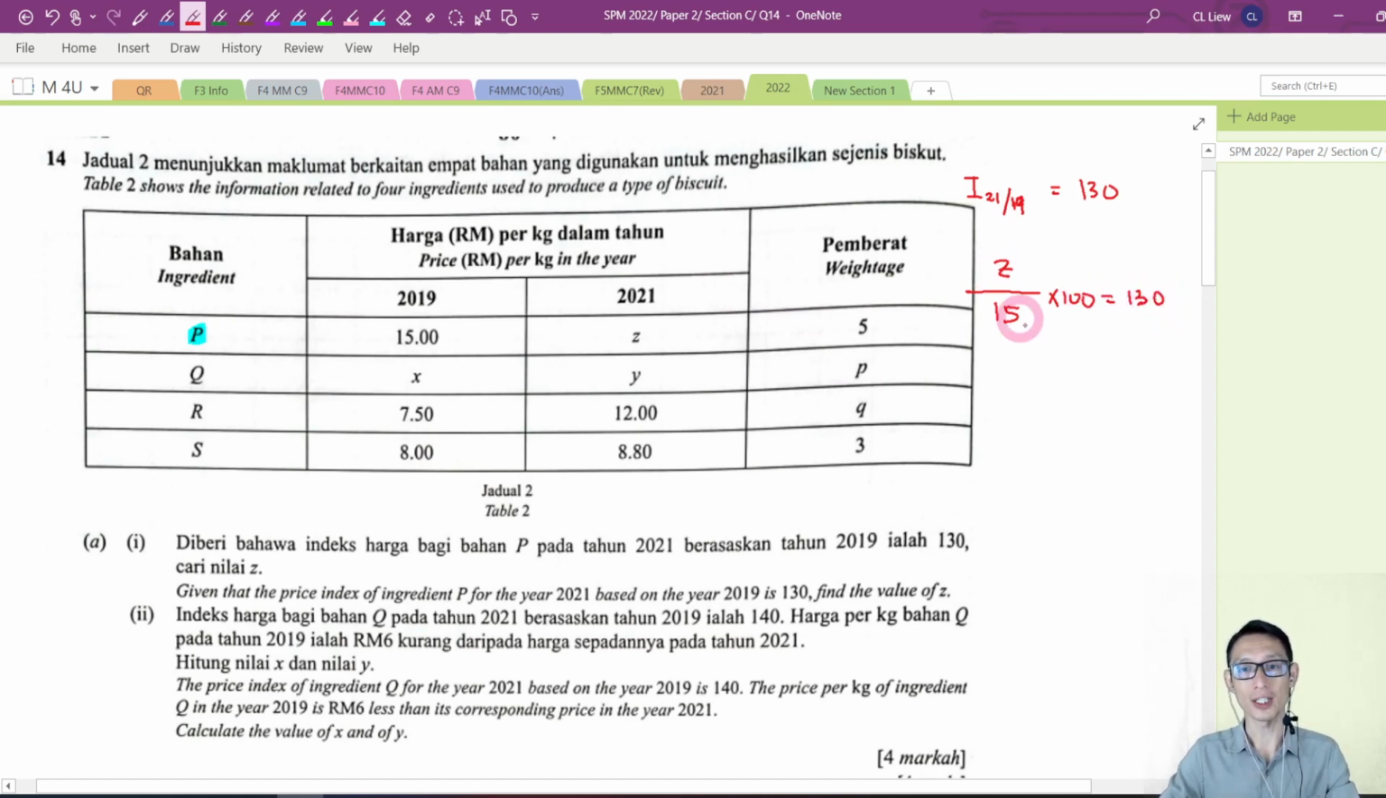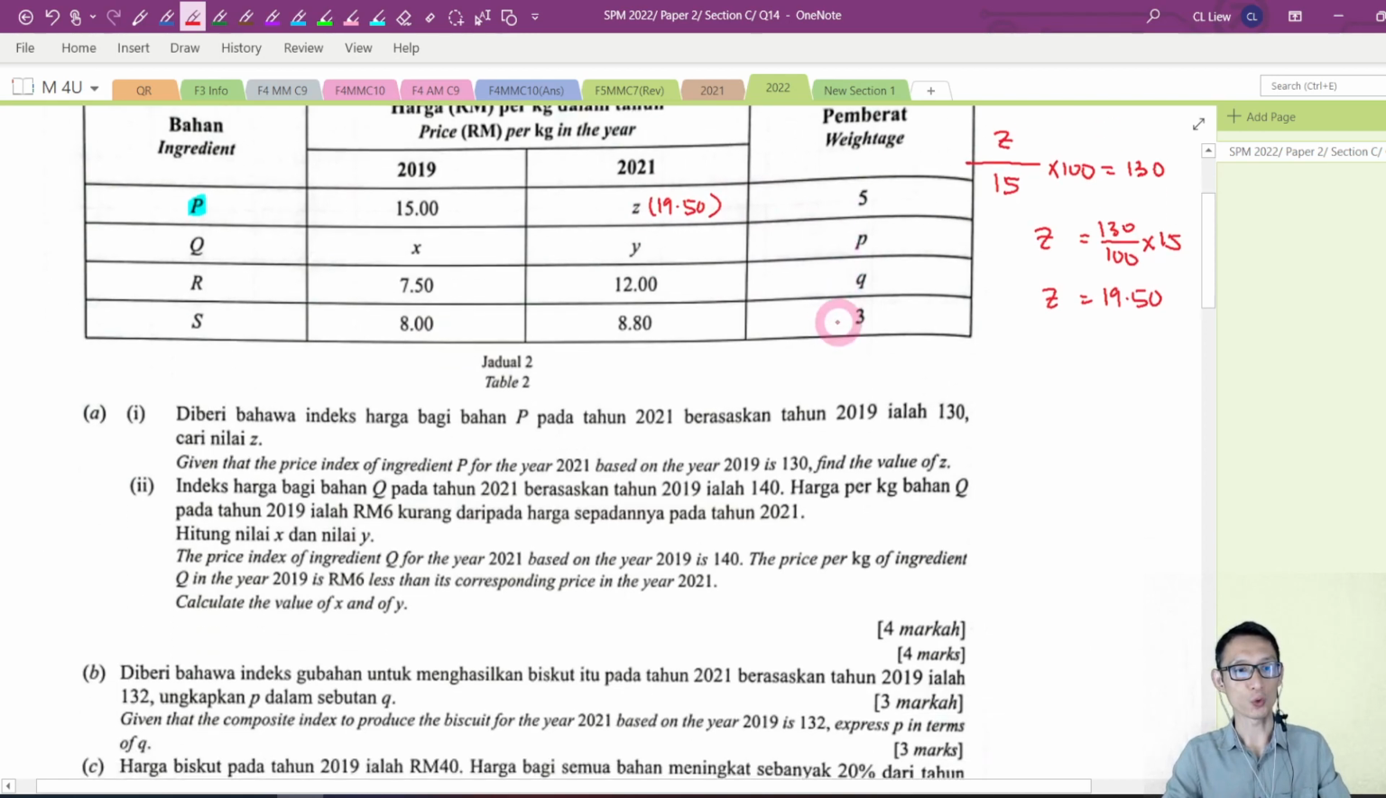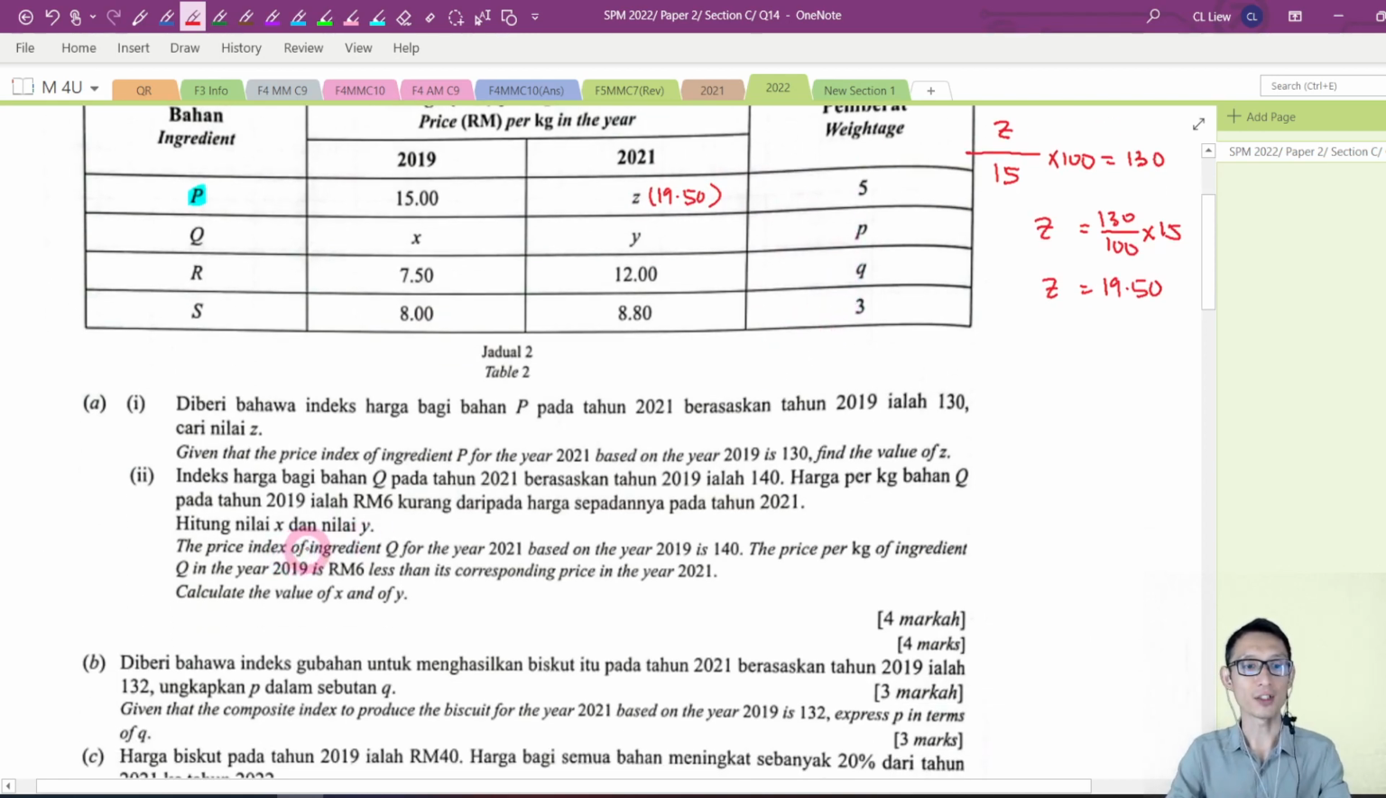So how do we get Z? Z is equal to 130 divided by 100 times 15. Just press your calculator. The answer is 19.5. So Z is equal to 19.5. Now let's go to part 2, the price index of ingredient Q. Now we are focusing on ingredient Q.